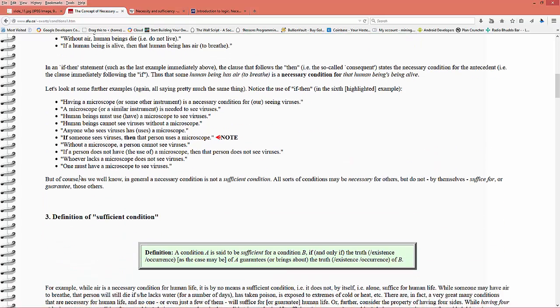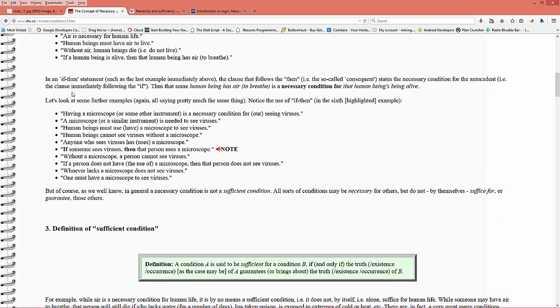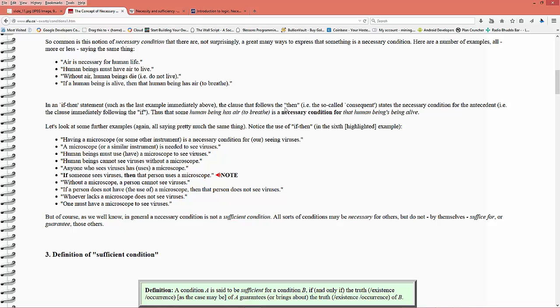If we look at this in the form of an if-then statement, then the clause that follows the then, the so-called consequence, states the necessary condition for the antecedent, i.e. the clause immediately following the if. Thus, that some human being has air to live is a necessary condition for that human being's being alive.